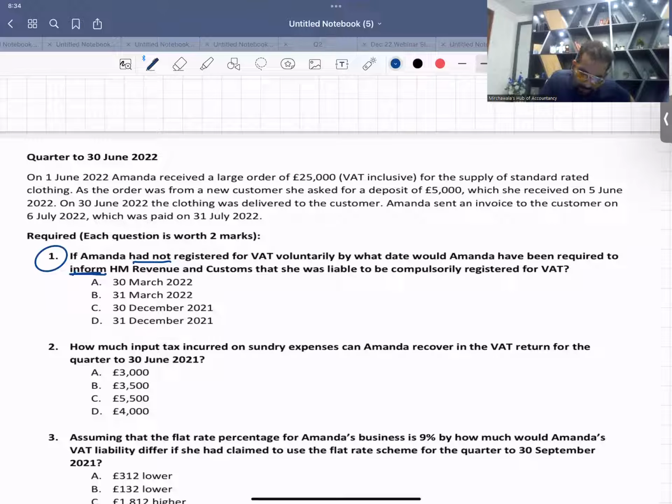Amanda would have been required to inform HM Revenue and Customs that she was liable to compulsory value added tax. This is the topic of the historic test. Don't worry, I'll explain it to you.